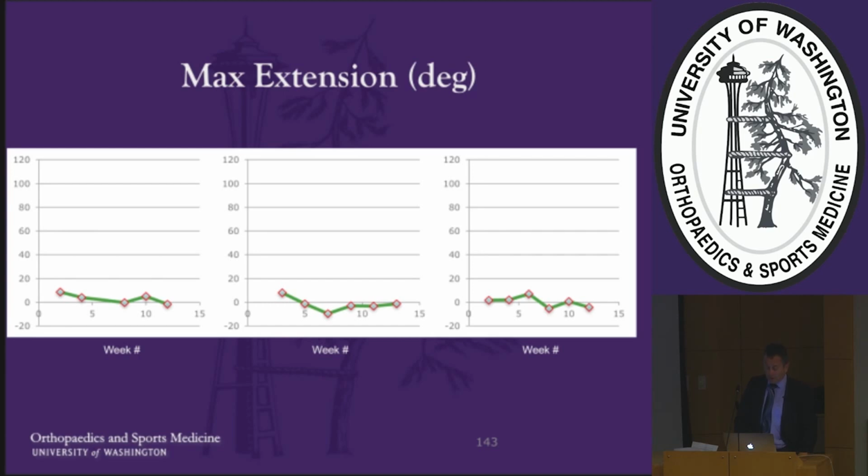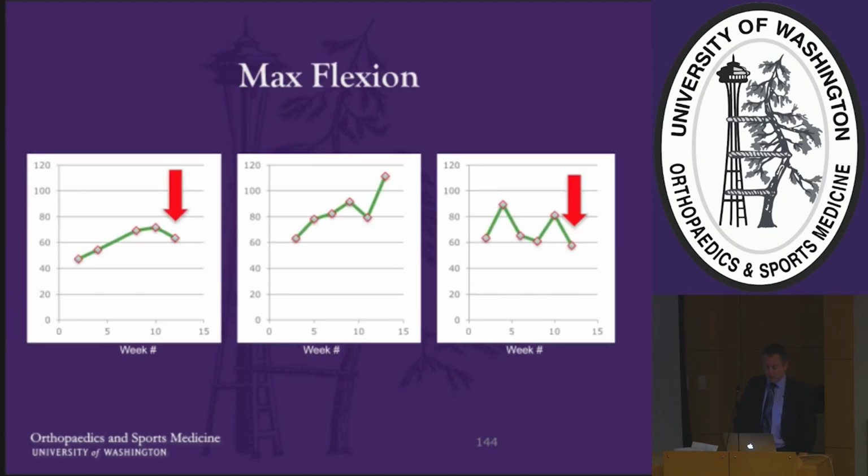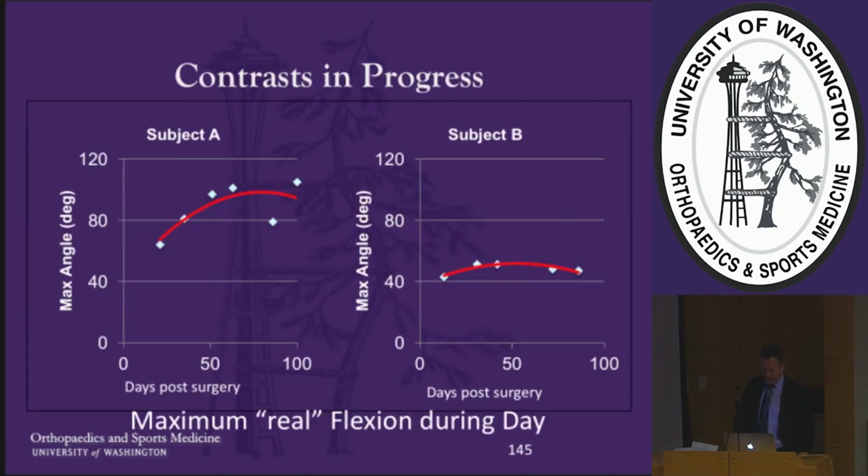They're all doing pretty well in achieving extension. But flexion is apparently problematic for patients 1 and 3. And what we found out from this is that both of them stopped exercising. And as a result, as you would expect, their results didn't do so well.